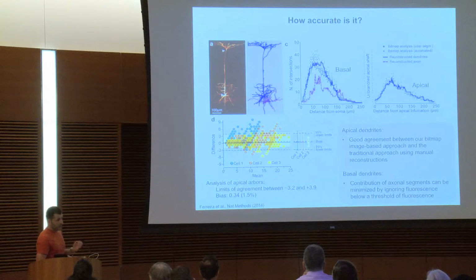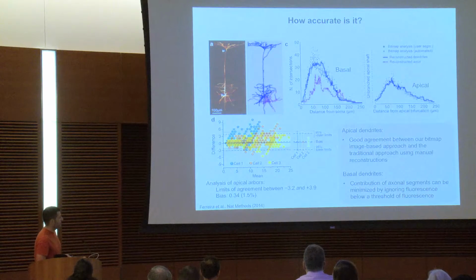However, because axons are much thinner than dendrites, it's actually possible in a very straightforward manner to segment the image so that we can discard information from the axons. And if you do so, which is the dark dots here, you can actually bring the accuracy back to the tracing levels. And so we did this across multiple cells.